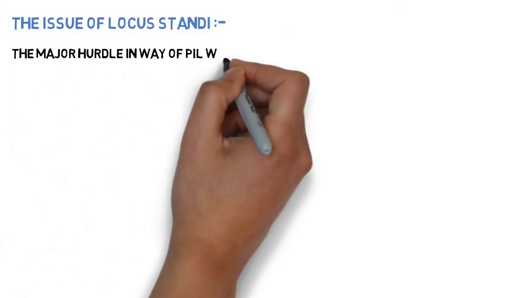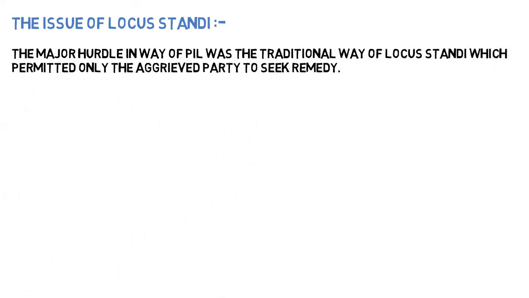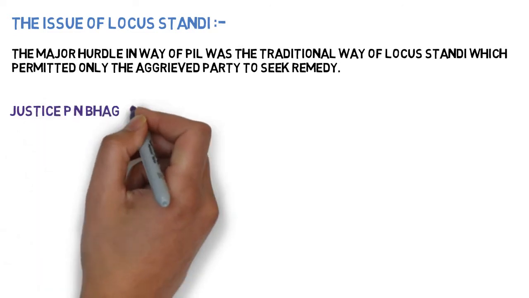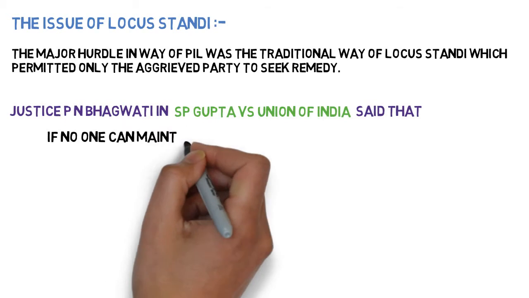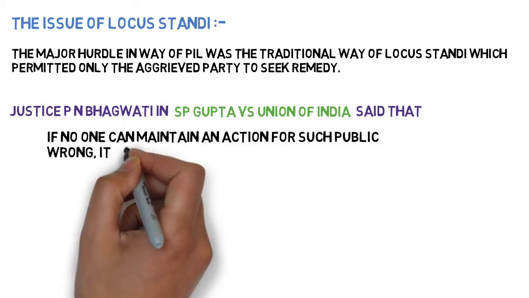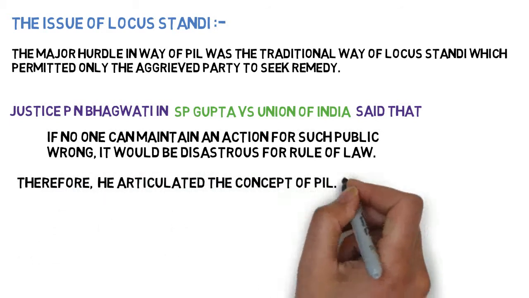Now let's see the issue of locus standi. The major hurdle in the way of PIL was the traditional way of locus standi, which permitted only the aggrieved party to seek remedy. Justice P.N. Bhagwati in S.P. Gupta vs. Union of India said that if no one can maintain an action for such public wrong, it would be disastrous for rule of law. Therefore, he articulated the concept of PIL.